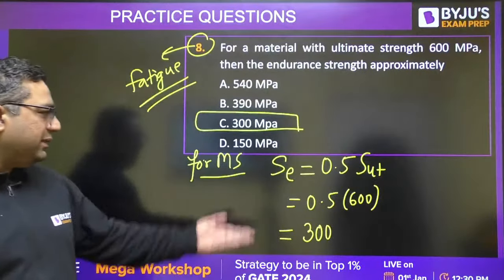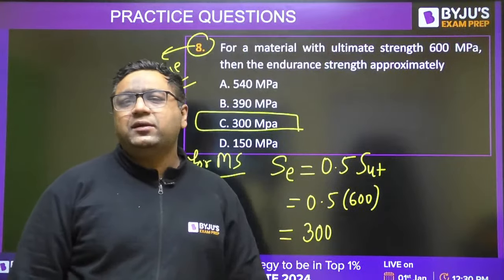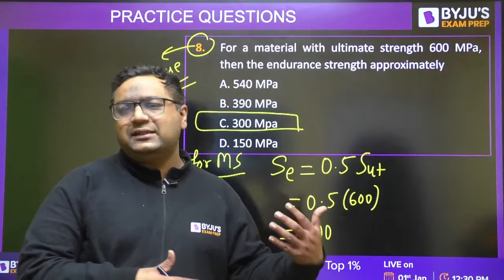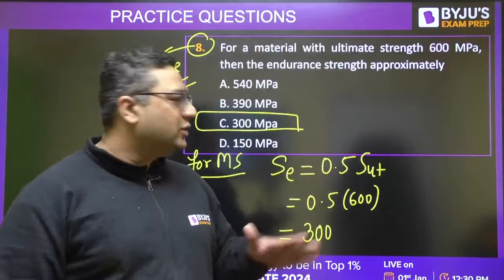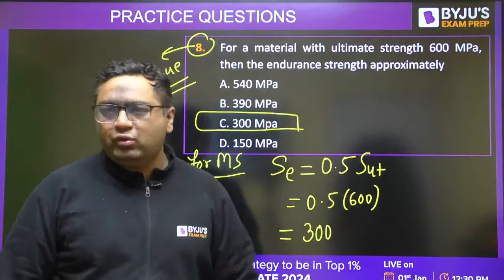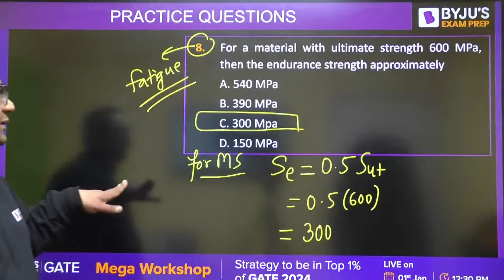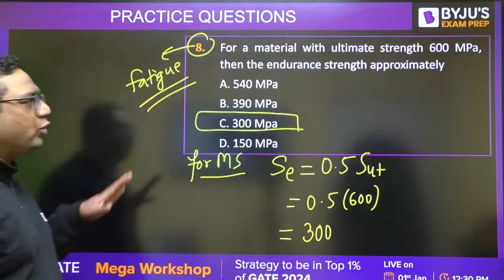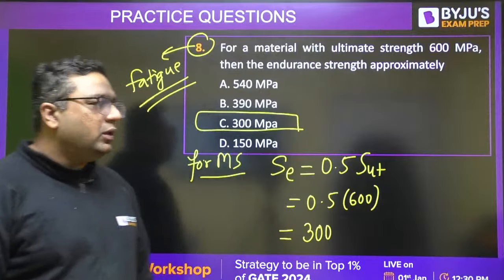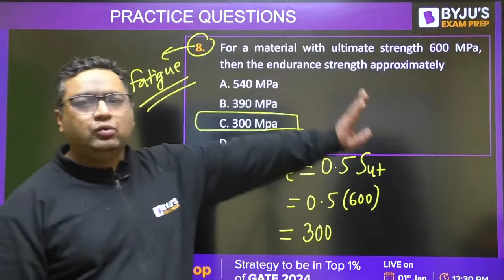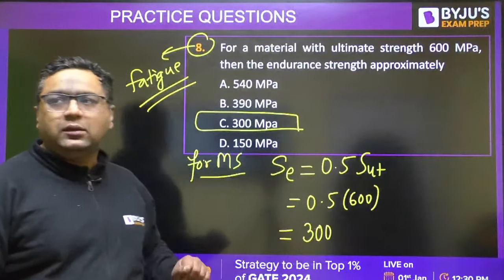So better you remember this result only, because in general we go for fatigue testing only for steel. So that is why that steel value you have to remember. Always remember this. This type of question you can expect in GATE and ESE, both types of examinations. Sometimes if they give ultimate strength and do not give endurance limit, you can use it. Okay.